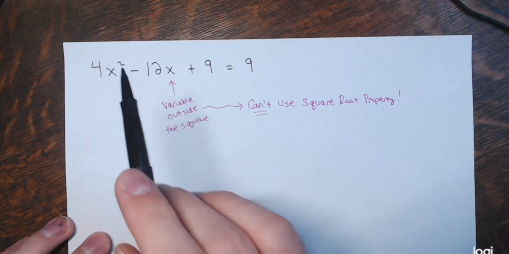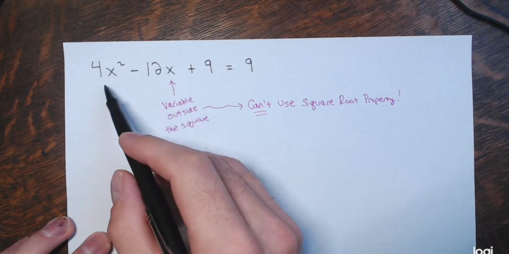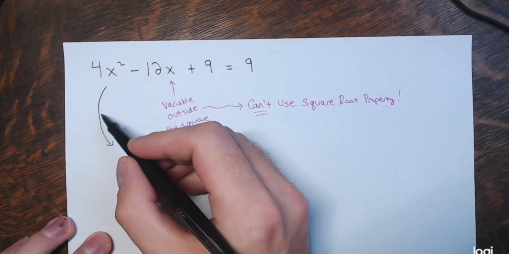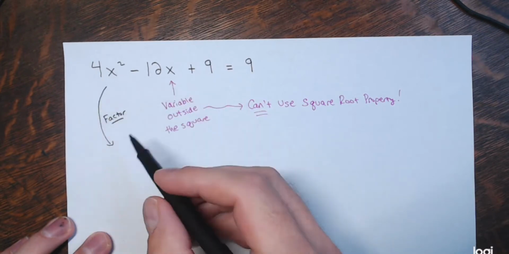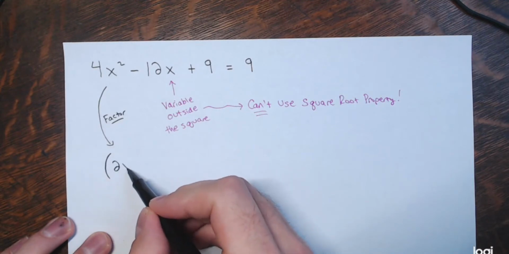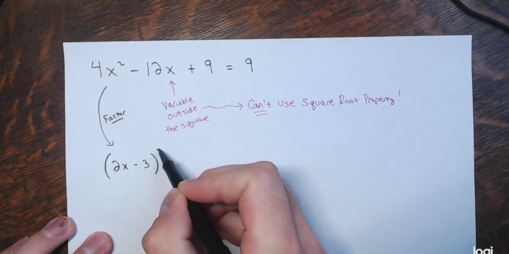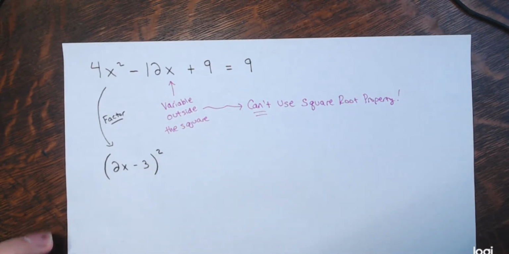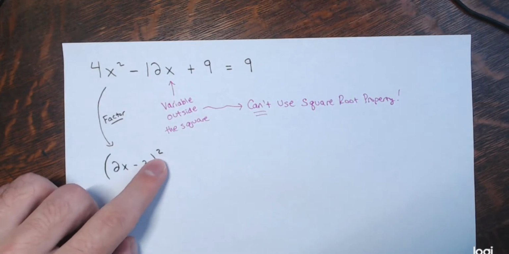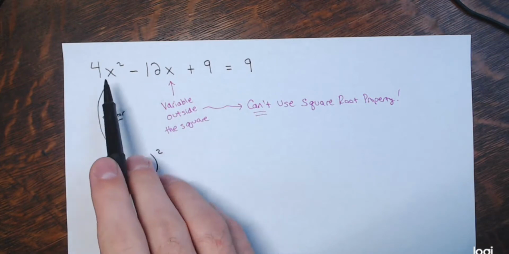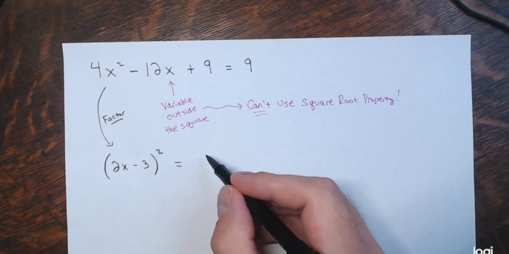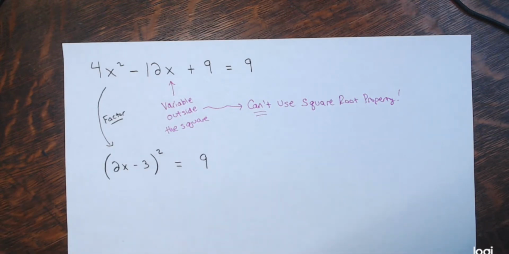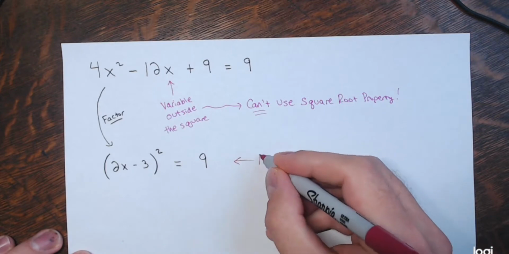Now, here's what I'm thinking they're trying to get you to see. If you were to factor this polynomial on the left side here, 4x squared minus 12x plus 9, you would see that you'd get 2x minus 3 squared. There is your binomial to the second power. So if you were to factor 4x squared minus 12x plus 9, you'd get 2x minus 3 times 2x minus 3 again. So now I have it in a form where I can use the square root property.